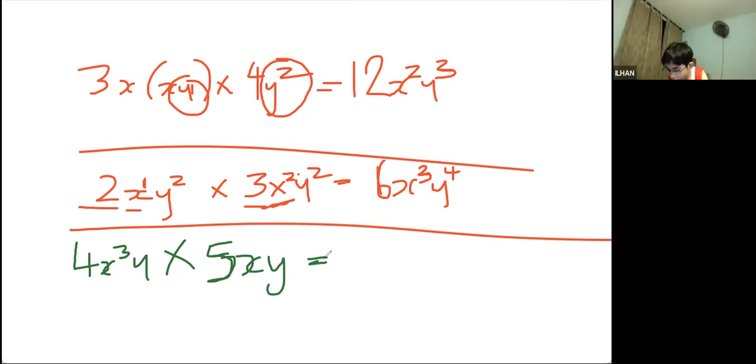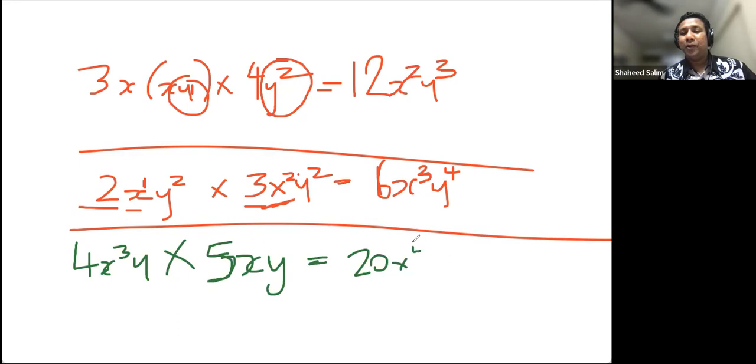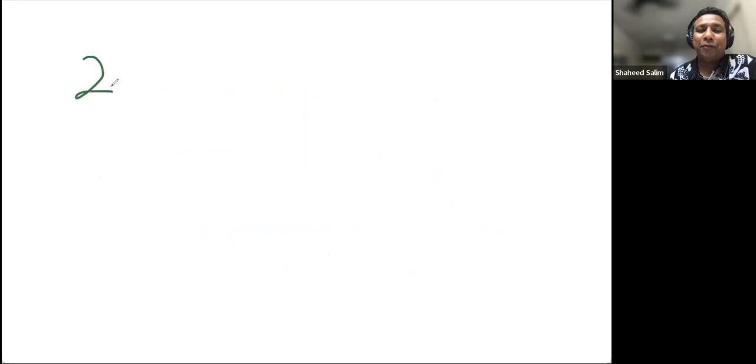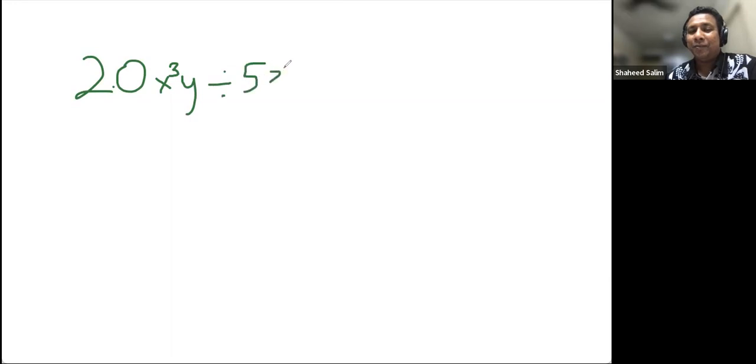The answer 20x4y squared. Well done. Finally. Now I'm going to give you one more trick. We go now reverse. If you get confused, you try to put it as a fraction. Then maybe you can see it clearly. Divide.